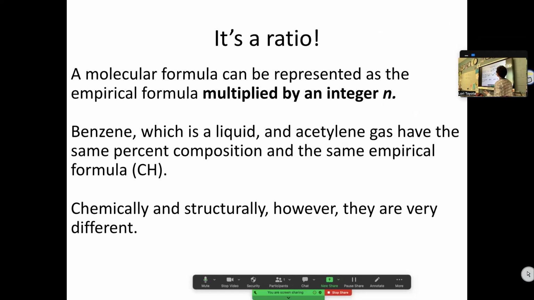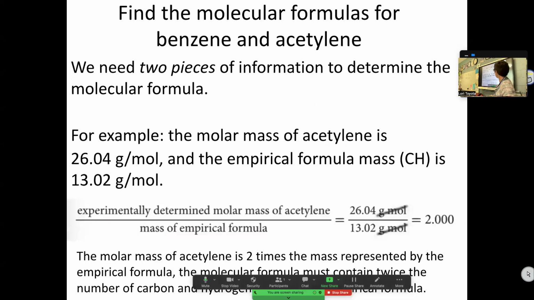So let's look, we've got two examples, all right? We've got benzene, and we've got acetylene, and they have the same empirical formula, which is CH. But we know that chemically and structurally, they are very different. So we just need to figure out what their molecular formulas are.